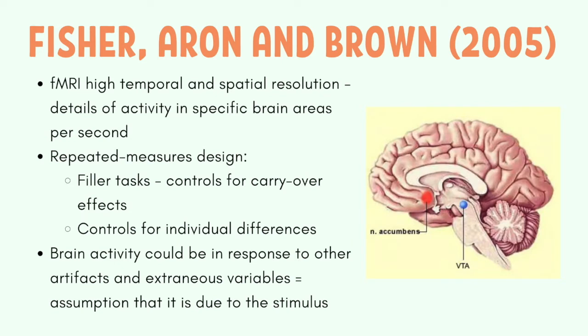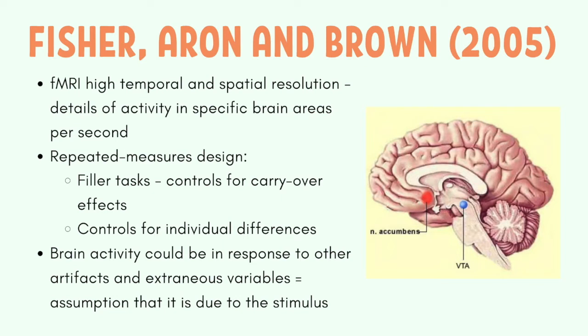So, the high temporal and spatial resolution of the fMRI allowed the researchers to observe changes per second in specific brain areas over the span of the few seconds that they had the procedure. Okay. Another strength of this research is that it has filler tasks in between, between when they saw the image of their loved one and then the neutral acquaintance.